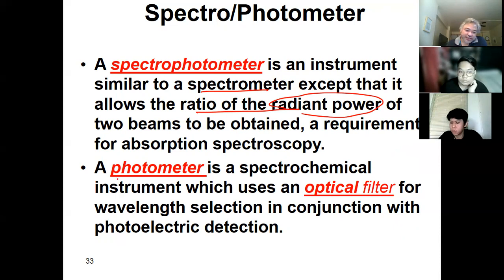Now, yung photometer is a spectrochemical instrument which uses an optical filter for wavelength selection in conjunction with photoelectric detection. Okay? So, is this the first time for you to hear this? Yung difference nila?